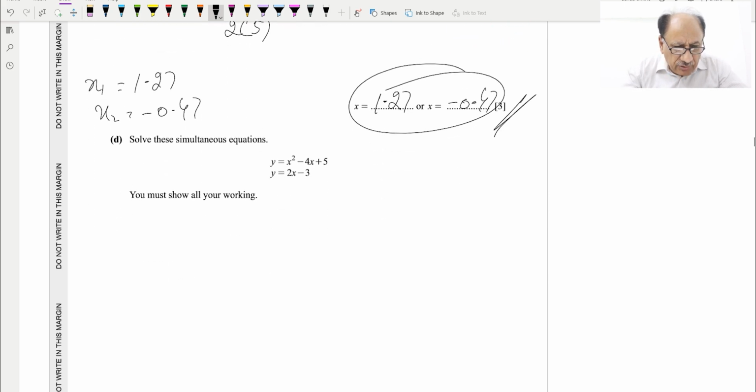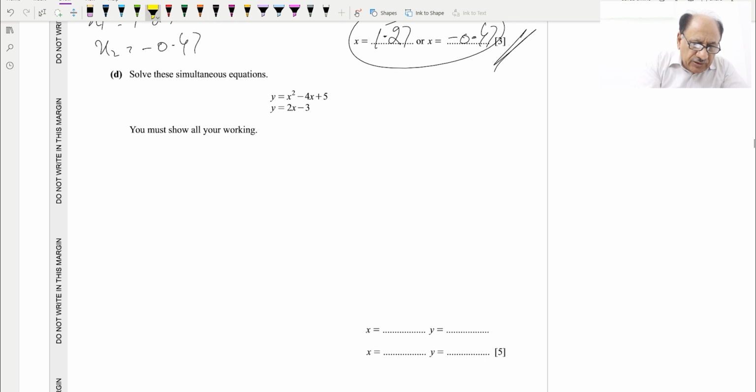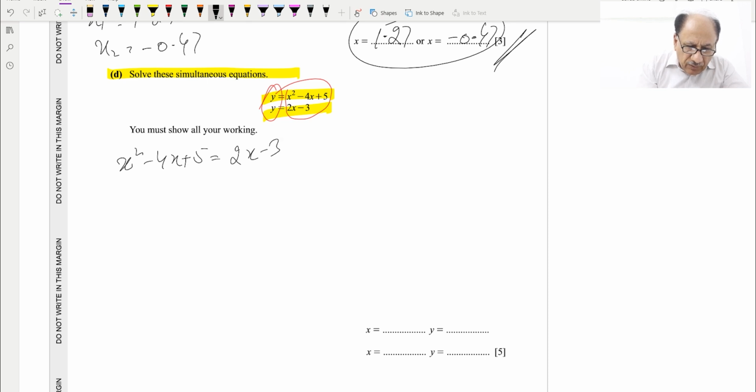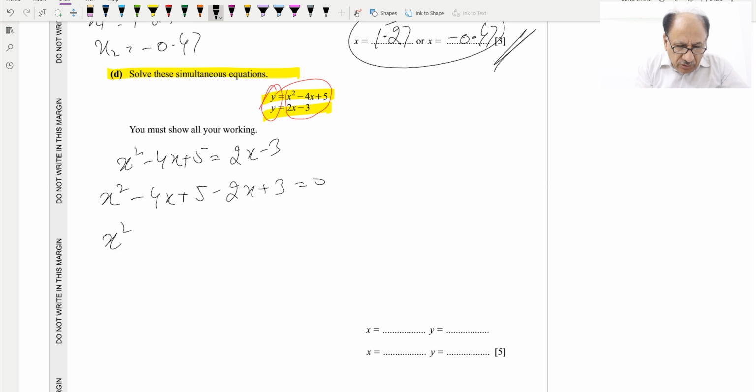Hopefully you understood this. Now D part says solve the simultaneous equations, and we know that these two sides are y, so these two sides we can equate, and equating will be x square minus 4x plus 5 is equal to 2x minus 3, and further we can shift these to the other side, and this will be x square minus 4x plus 5 minus 2x plus 3 is equal to 0, and x square minus 4x minus 2x will be minus 6x, and 5 plus 3 will be 8 is equal to 0.